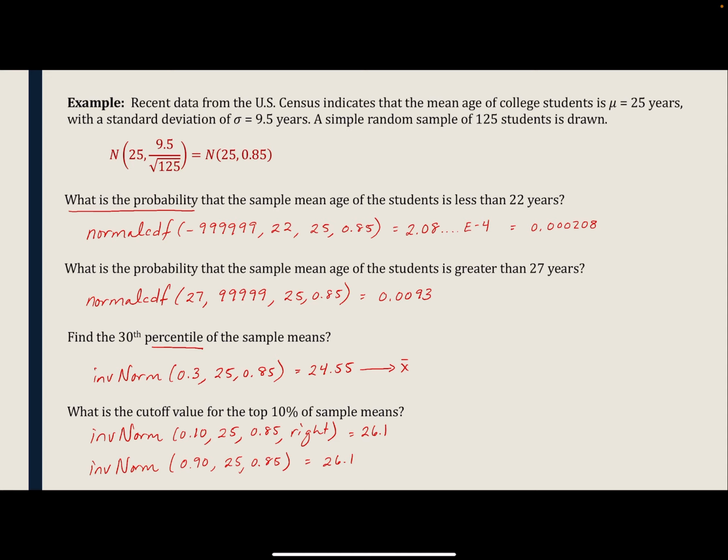We know the 50th percentile is going to be 25, right? Because 25 is right in the middle. So if they're asking for the sample mean for the 30th percentile, you know it's going to be smaller than 25. And if they're asking for the sample mean that's for the top 10% of samples, you know it's going to be bigger than 25.